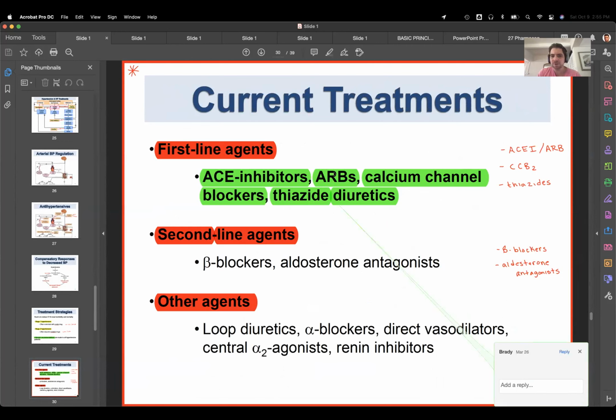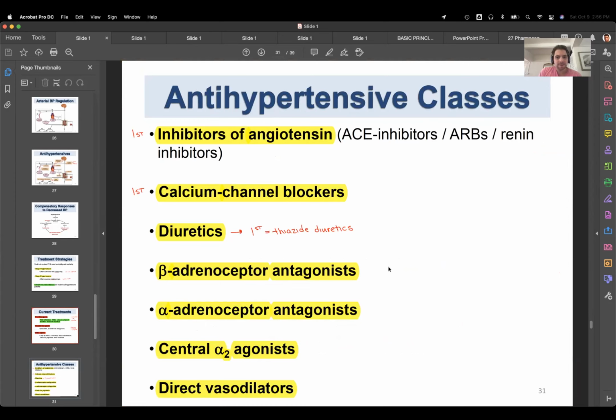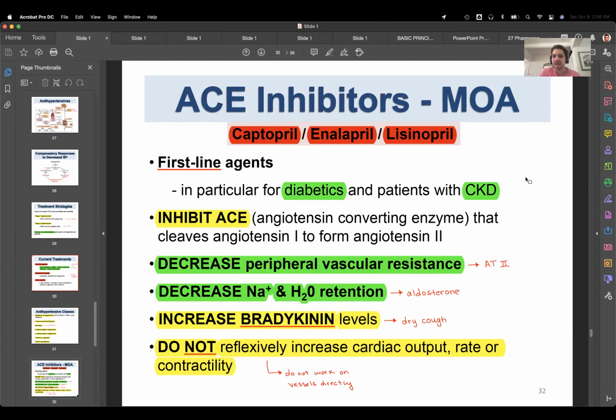Remember, you never give an ACE inhibitor and an ARB together. They basically work the same. So you're going to give one of these two, throw in a calcium channel blocker and a thiazide, and you'll be good to go. You can also add a beta blocker and something like spironolactone if you need to.